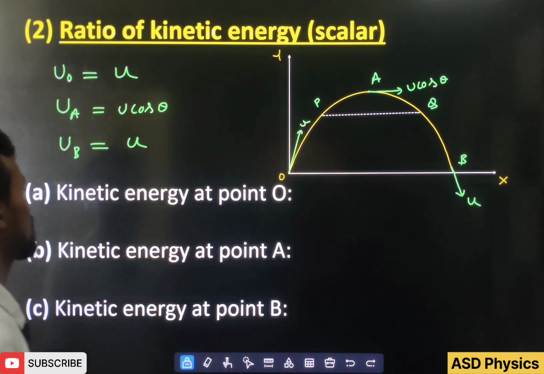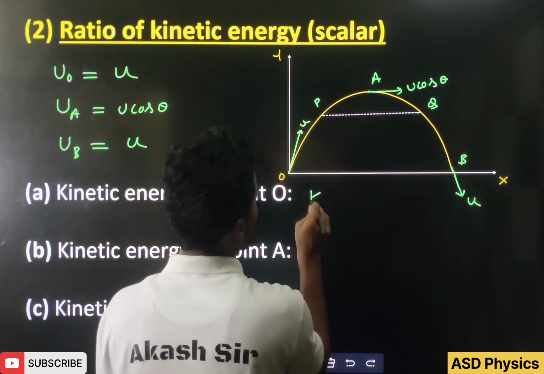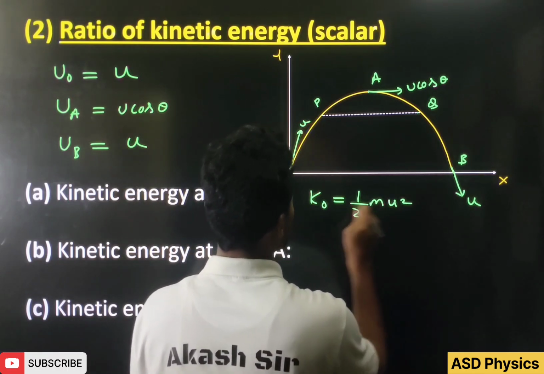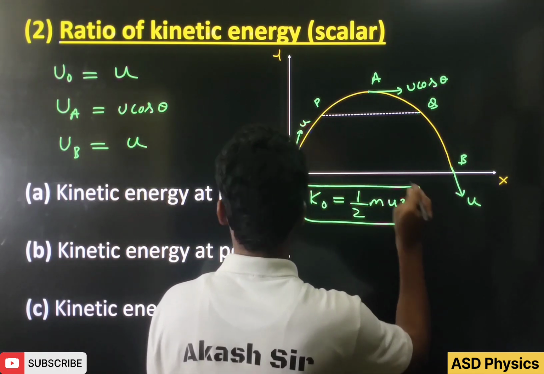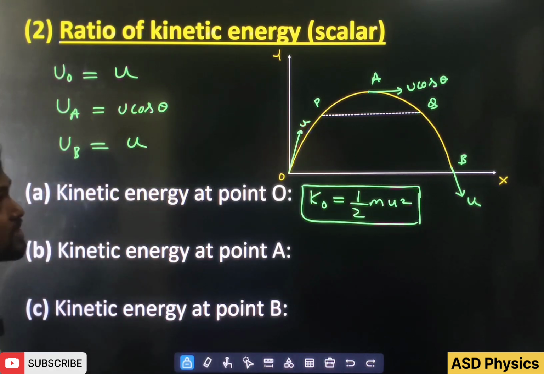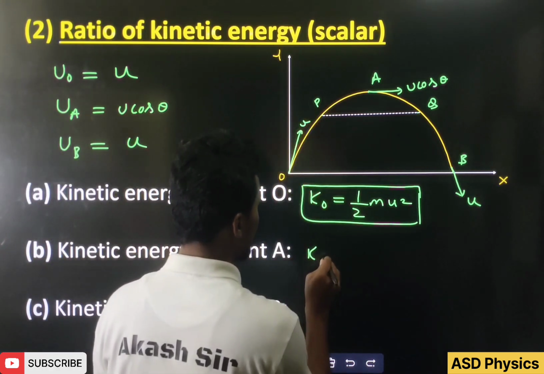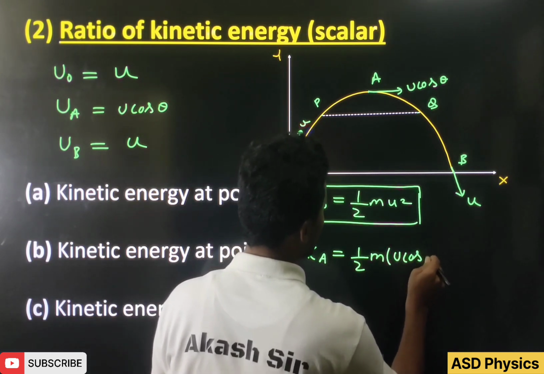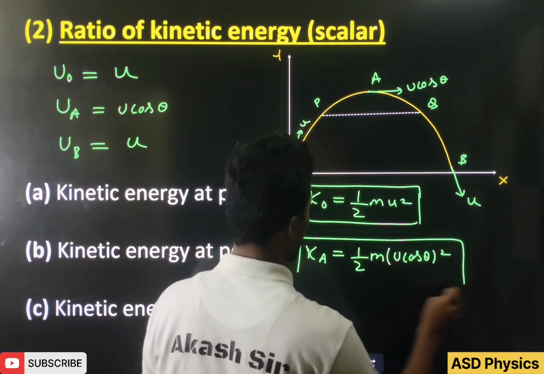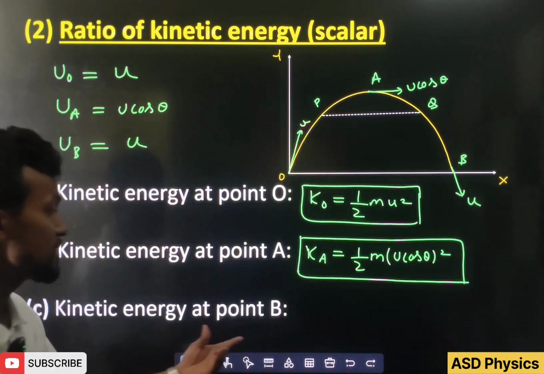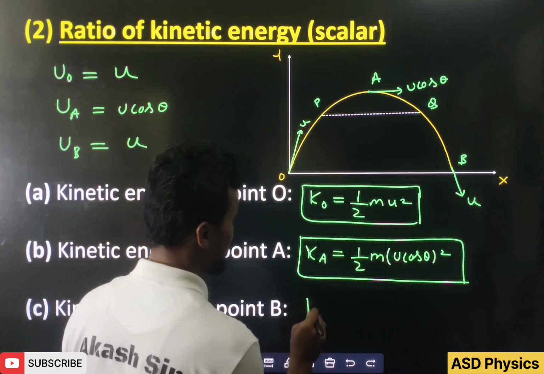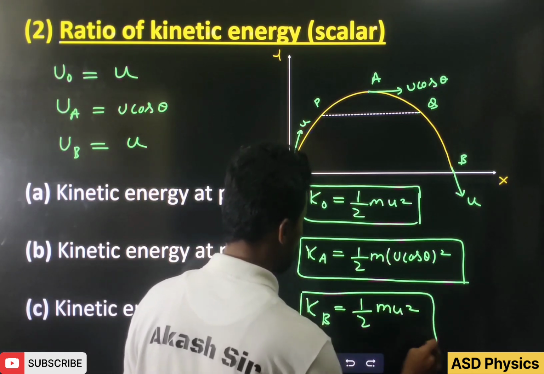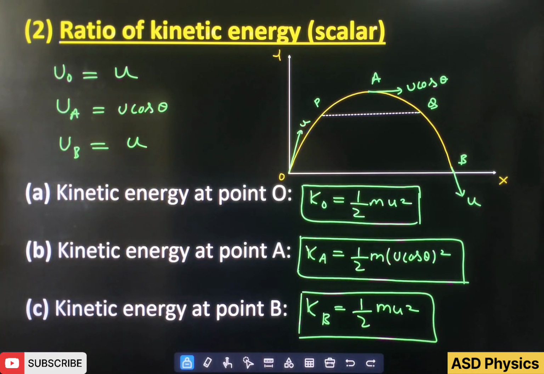And at point B, again u. Now the kinetic energy at point O, K naught, formula you know, half m v square, so half m u square. This is the kinetic energy at the projection point. Now the kinetic energy at point A, the highest point: half m, and u cos theta whole square. Now the kinetic energy at point B: half m u square. So at different points we have written the kinetic energy.